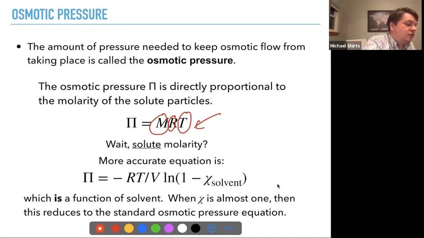So this is sort of the true equation, but this is the one that we use since it's applicable in almost all circumstances that you generally run across. Because generally, if you're dealing with aqueous solutions, you're usually dealing with relatively low concentrations of solutes.